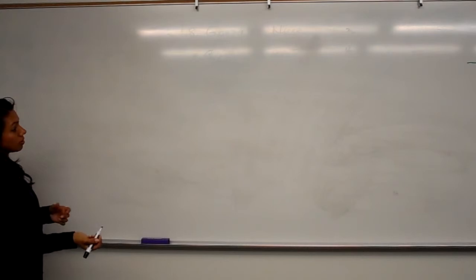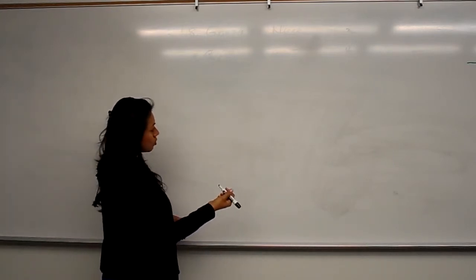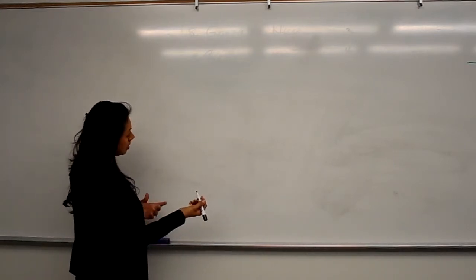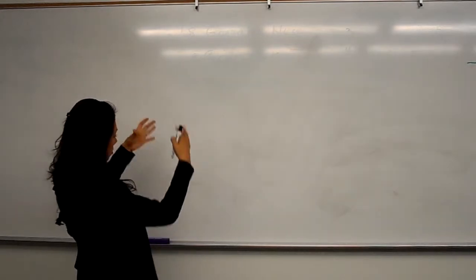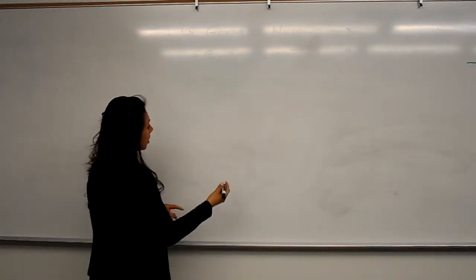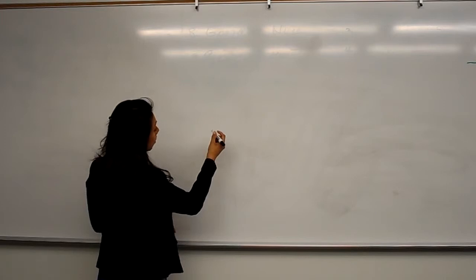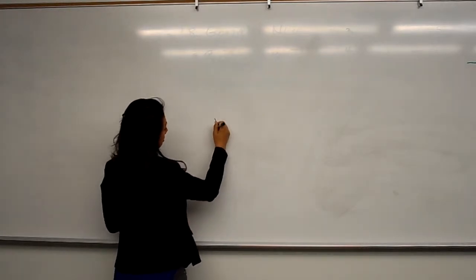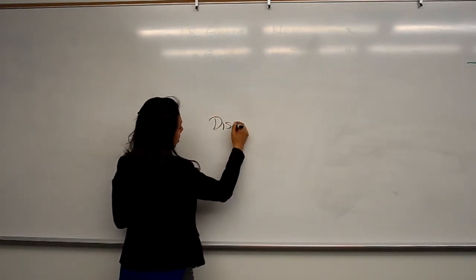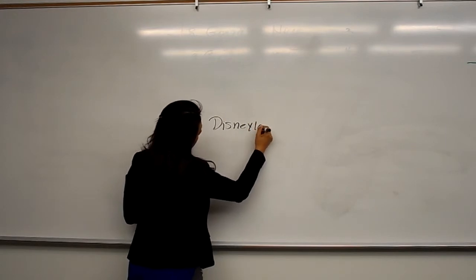So let's talk about clustering. Like I said, it's very visual. What you do is you start with your sheet of paper, or wherever it is that you're writing, and you write the subject in the center of the paper.